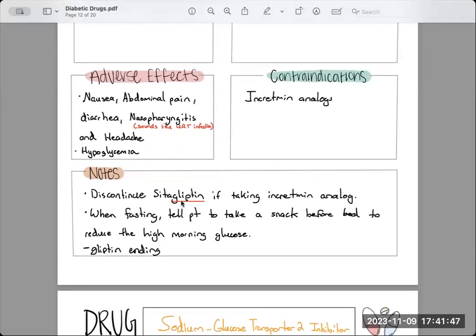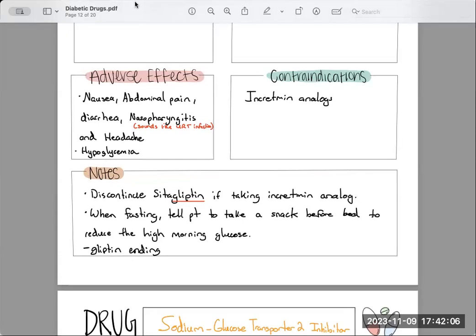We don't want to take any drug that ends in this gliptin ending if we're taking an incretin analog, because like I said, they work similar to insulin and it could further make the patient's blood sugar drop so low and make that hypoglycemic crisis even worse.